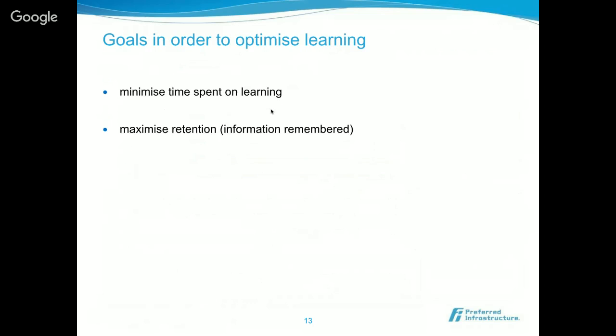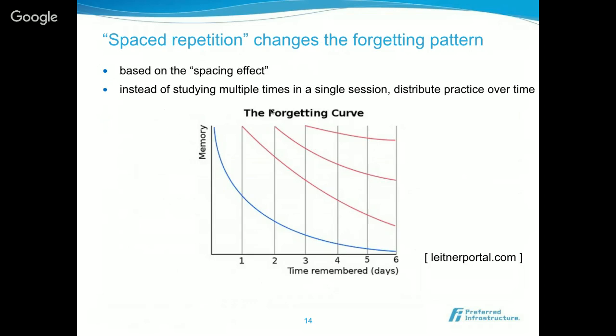So in order to optimize our learning, we can set 2 goals to ourselves. The first one would be to minimize the total time spent learning. And I have briefly touched upon this when I discussed the spacing effect. I will come back to this later. And the second goal is to maximize retention or to minimize forgetting. And next I will talk about this.